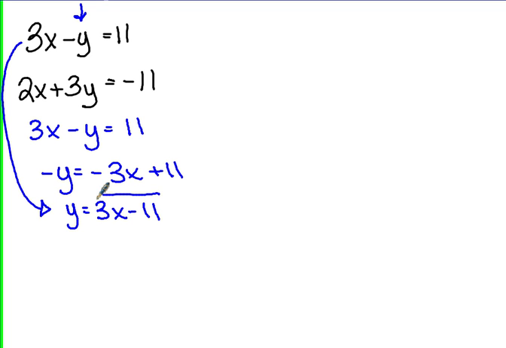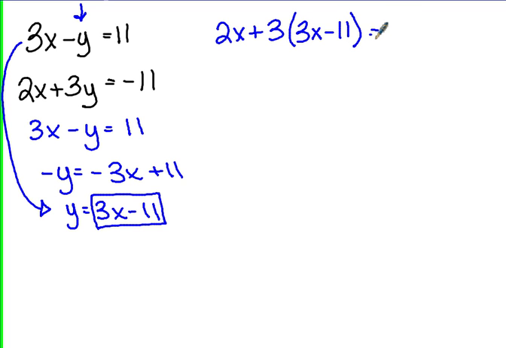Now that I've got this value for y, I'm going to plug it back in, or substitute it, into my second equation up here. All right, so we have 2x plus 3 times (3x minus 11) equals negative 11. I substituted 3x minus 11 in for y in my second equation. Now we can solve using the distributive property.